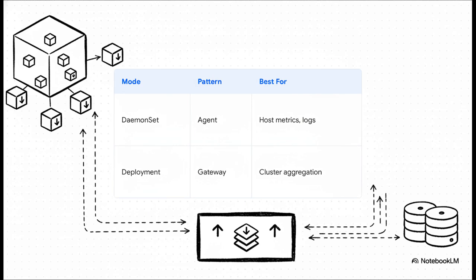Then, those daemon set agents forward their data to a centralized gateway deployment. This gateway aggregates everything, scales dynamically, and acts as the single exit point pushing data out to your storage backends. This layered approach is a lifesaver because it prevents data duplication and completely optimizes your network traffic.